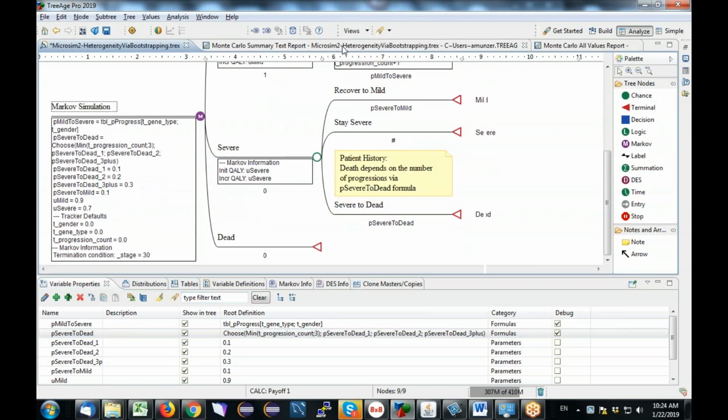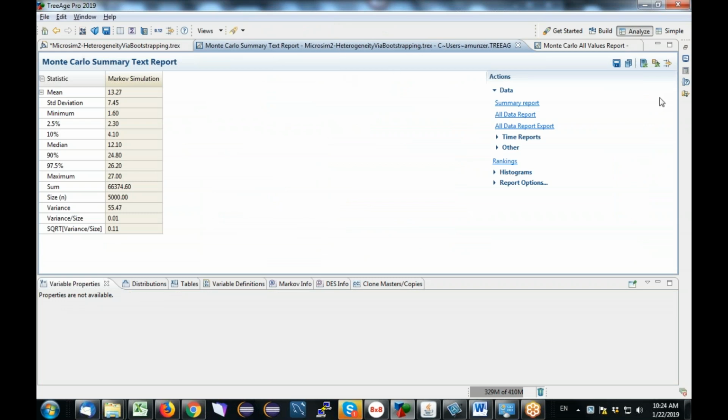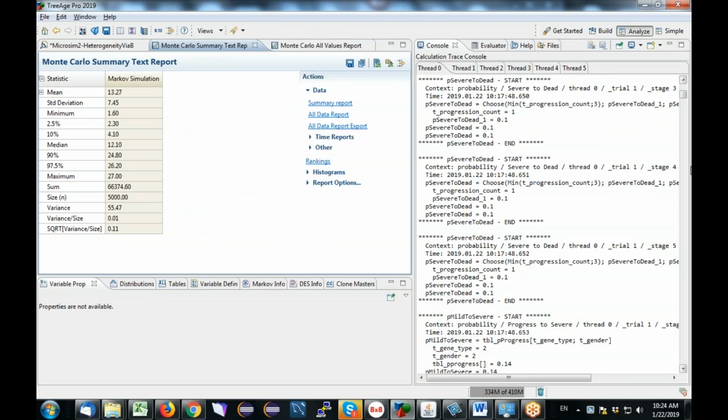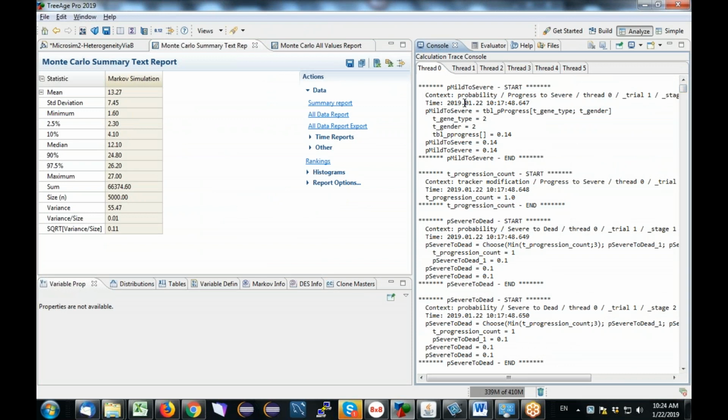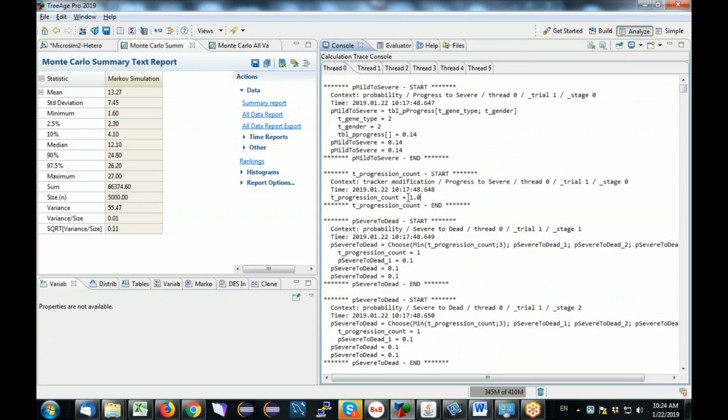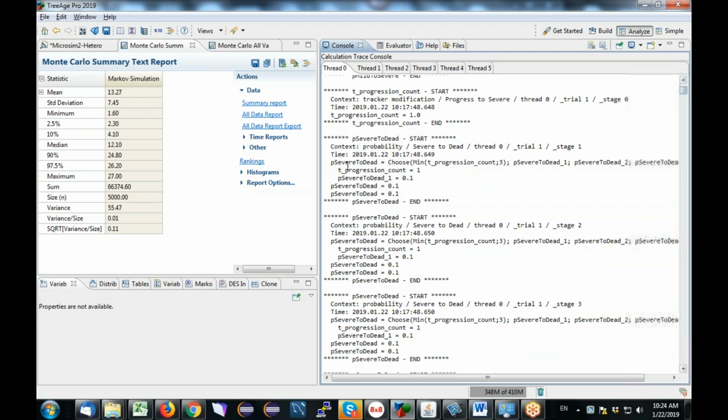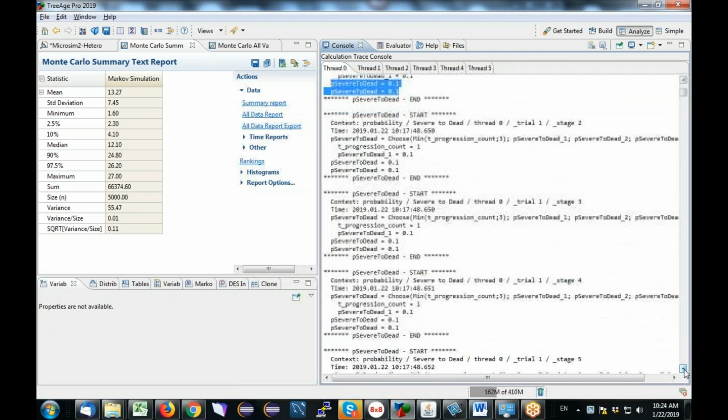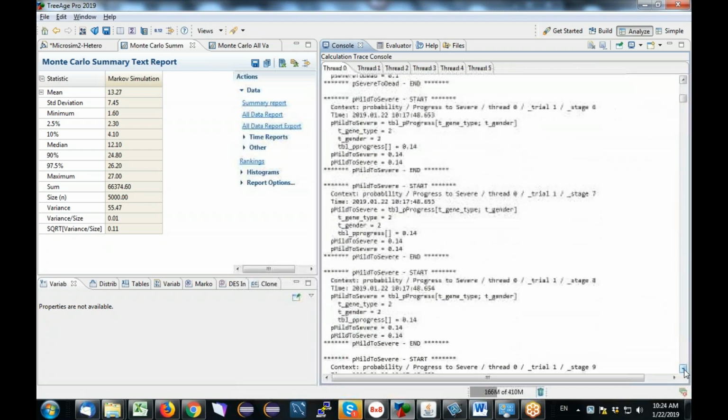So I'm going to run it again. In fact, I've already run it, so I've got the results here. And if I look at my progression count, right, my P mild to severe is not what we're looking at, but here's someone that progressed. This is trial 1, the first patient, going through the progression node, and their progression count has changed to 1. And when they came down here and were experiencing the likelihood of death because they'd only had 1 progression, their probability was 10%. Okay? Now, if I go down a little further, eventually I should get to somebody with a progression count of 2.